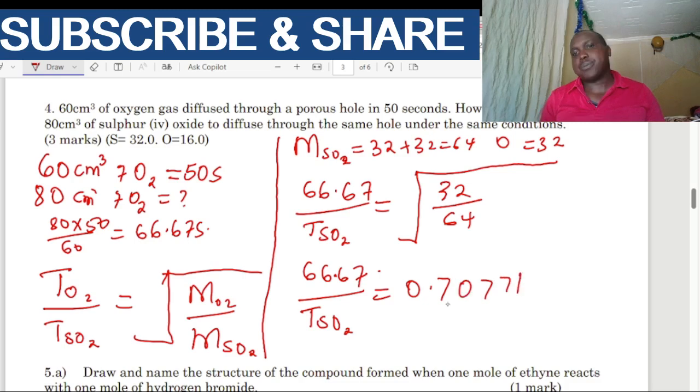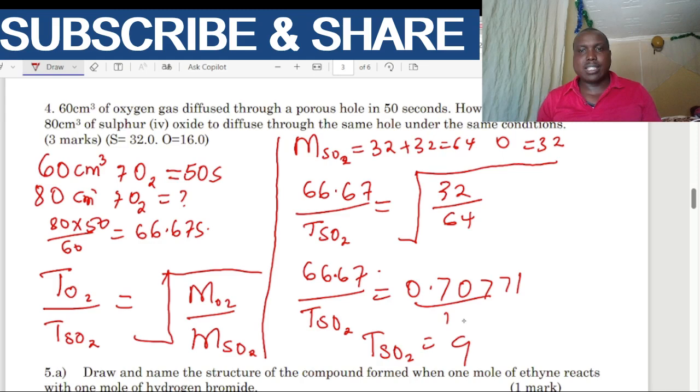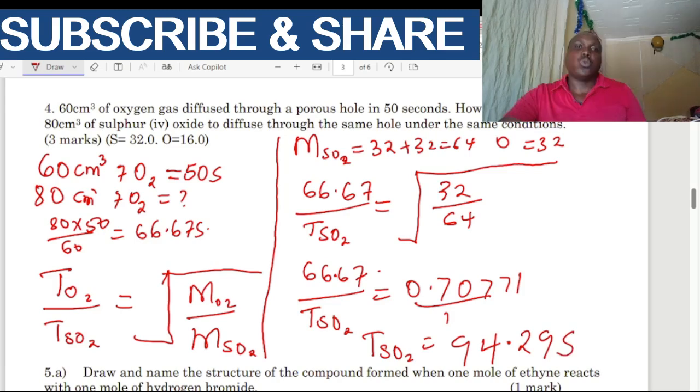Now you can put it over 1 and cross multiply. You just simplify, cross multiply, and then divide, and you get the answer as 94.29 seconds. That is the time taken for sulfur 4 to diffuse.